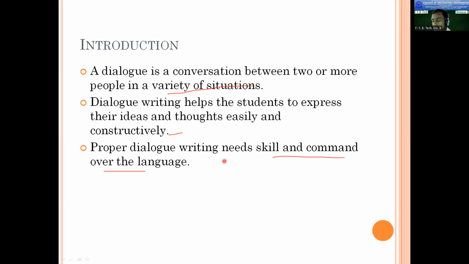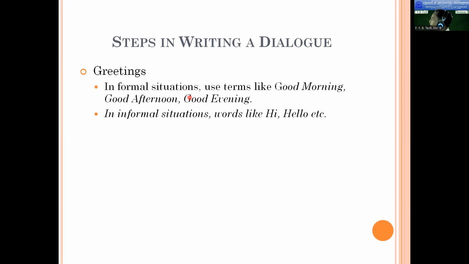Then let's go to the next slide, about greetings. In formal situations, use terms like good morning, good afternoon, good evening, depending upon the time of the day. If you are meeting early morning, up to 12 o'clock, people can use good morning. Maybe from 12 to 4 or 5, because there is no fixed time for evening. Sometimes at 4 also people start saying good evening. At 5 also people can start saying good evening. So you can use good evening after maybe 4, 5, and in the afternoon you can use good afternoon.